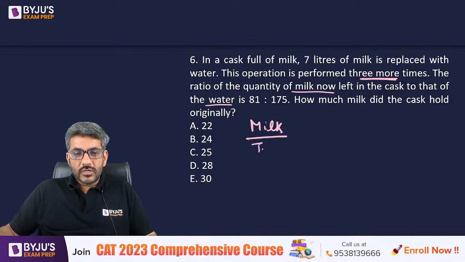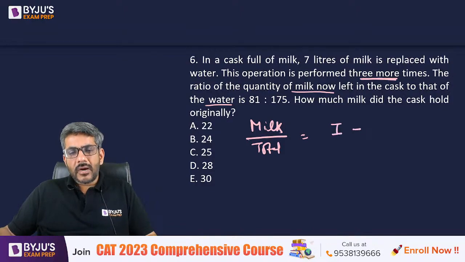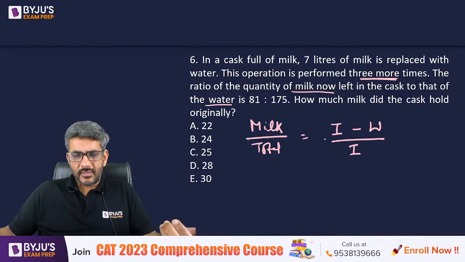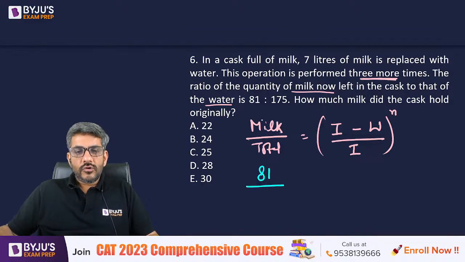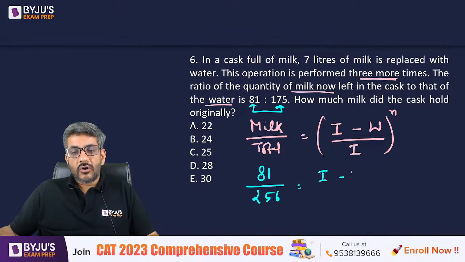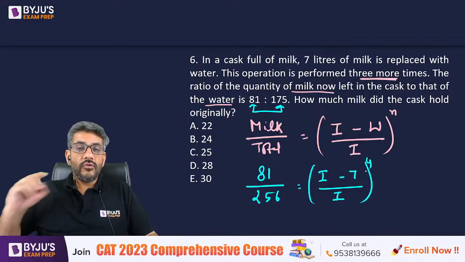Milk out of total is equal to original quantity or initial quantity minus quantity withdrawn divided by the initial quantity, जो यहाँ पे I के ही बराबर है, क्योंकि जितना निकाल रहे हैं उतने से ही रिप्लेस कर रहे हैं. And it is taken to a power which is the number of times the process is repeated. मिल्क फाइनली आपके पास कितना है? It is 81 out of total would be 81 plus 175, that is 256, is equal to initial minus withdrawn, which is 7, upon initial raised to the power 4 क्योंकि process is done 4 times.